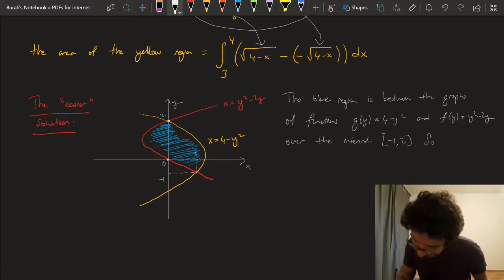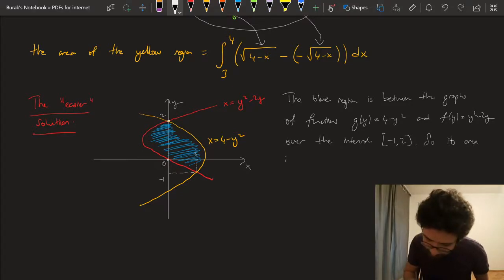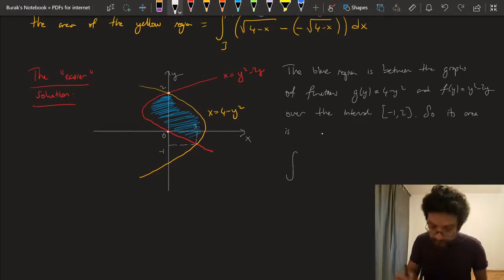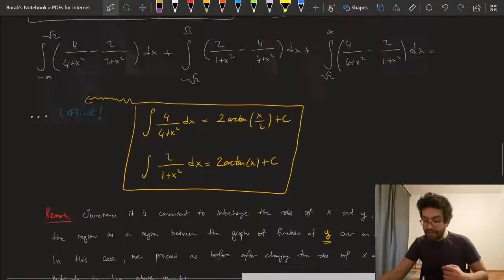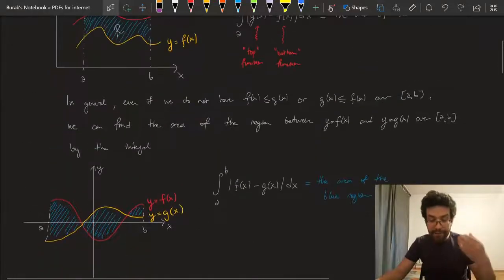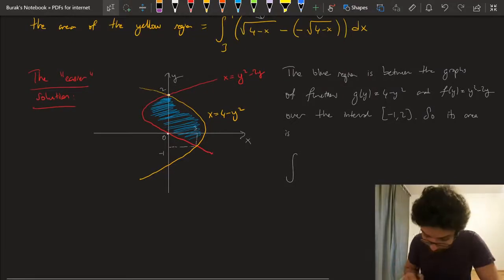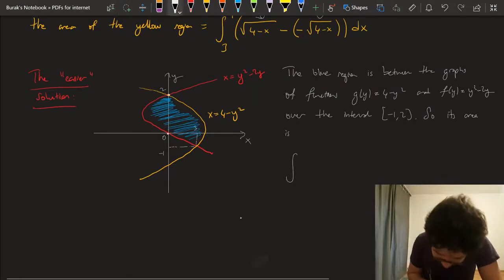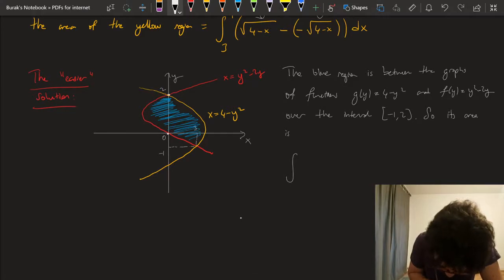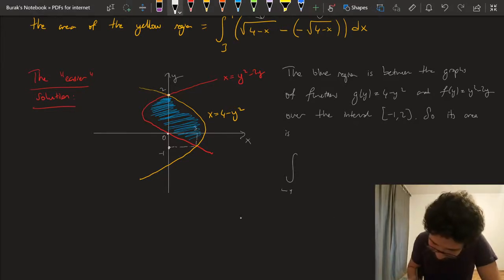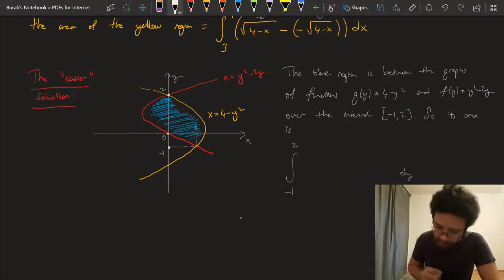Okay, so its area is, now I'm going to do the exact same thing that I have been doing, except I now am going to interchange the roles of x and y. Now my interval is, you see, my y values go up from here to here. So I'm integrating from minus 1 to 2. So my y values are changing from minus 1 to 2.